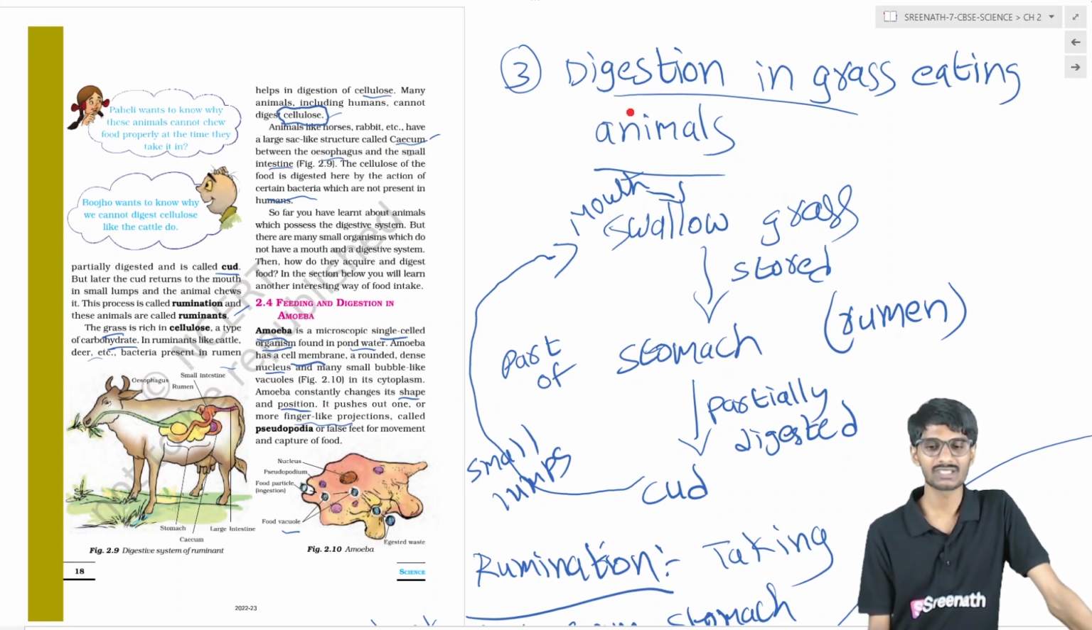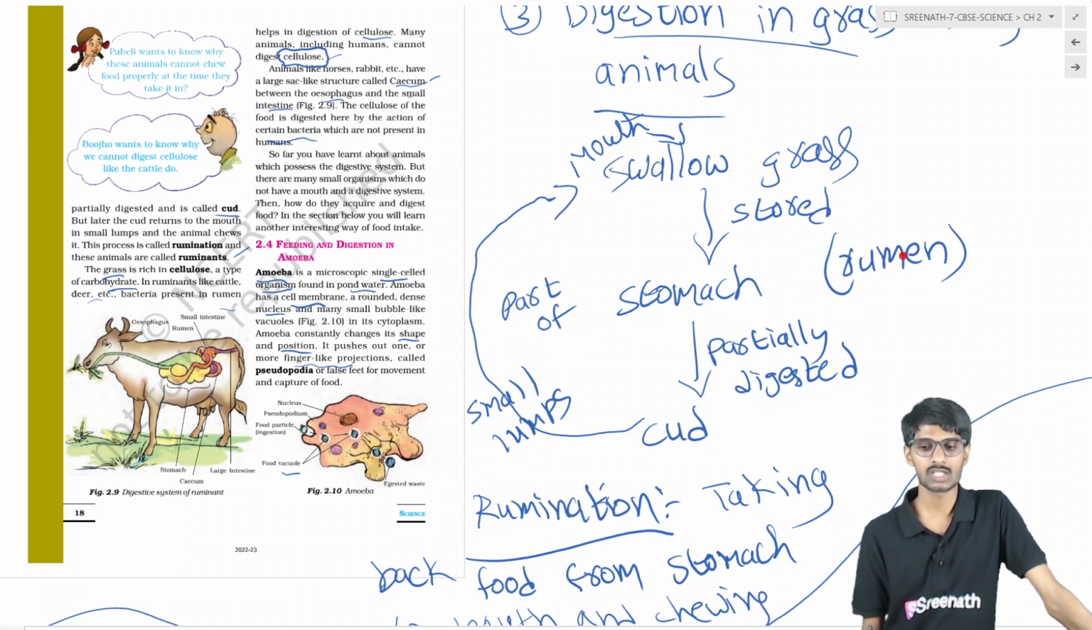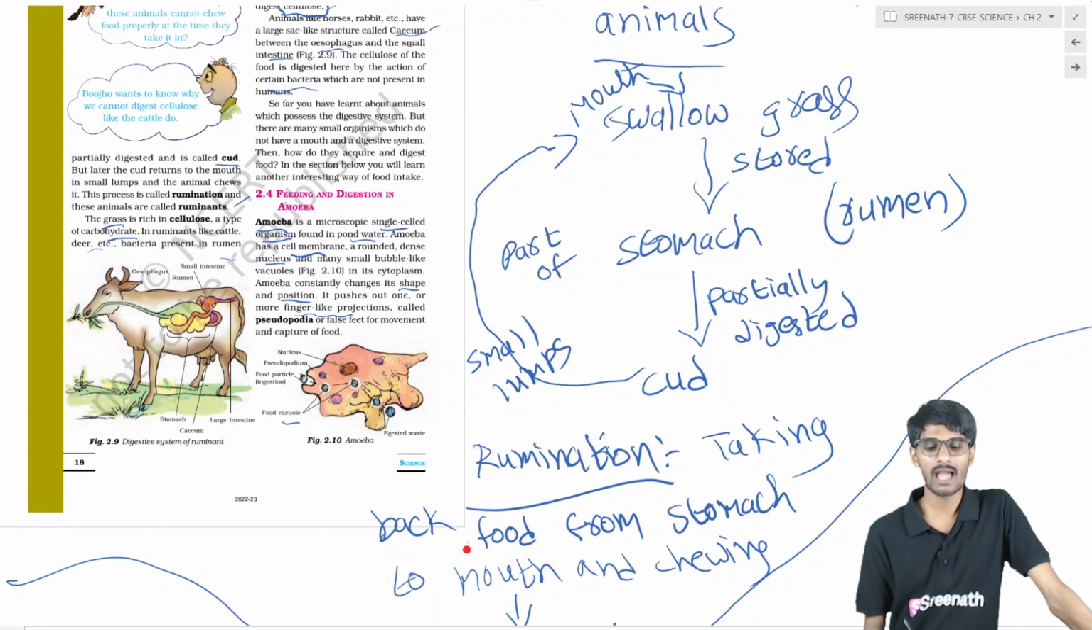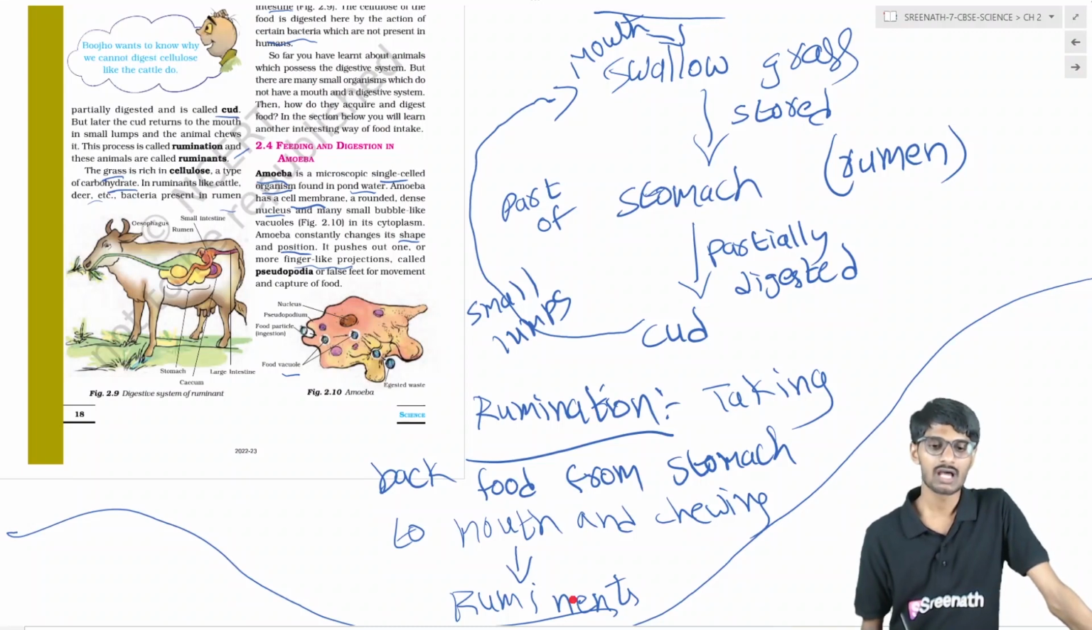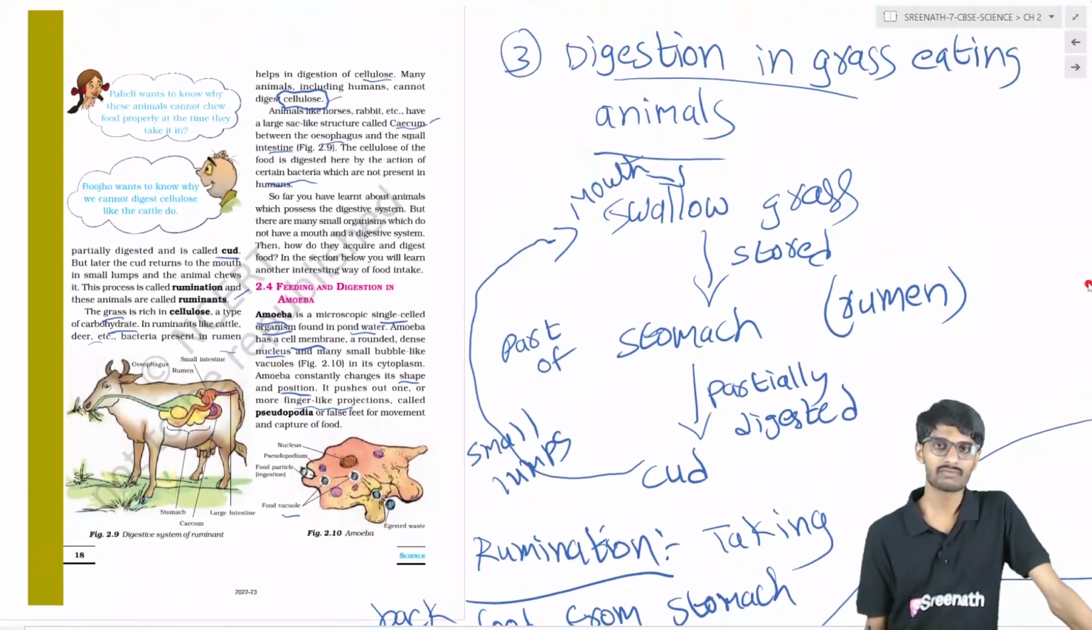The next, third topic, is digestion in grass eating animals. Grass eating animals like cows and buffaloes take food through the mouth and swallow it, and the swallowed food is stored in a part of the stomach called the rumen. The food is partially digested, and we call this partially digested food cud. Small lumps of this cud are again taken into the mouth and swallowed again. The process of taking food back to the mouth is called rumination, and the animals that do rumination are called ruminants. This is what happens in the digestion of grass eating animals.